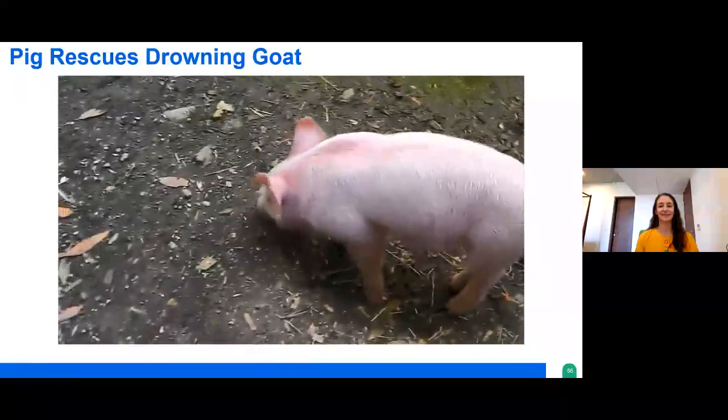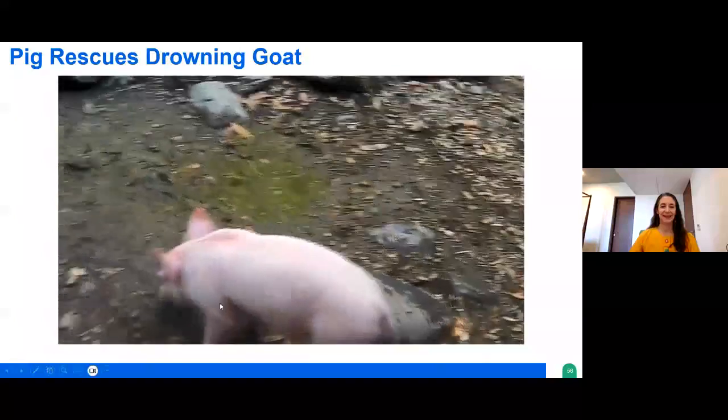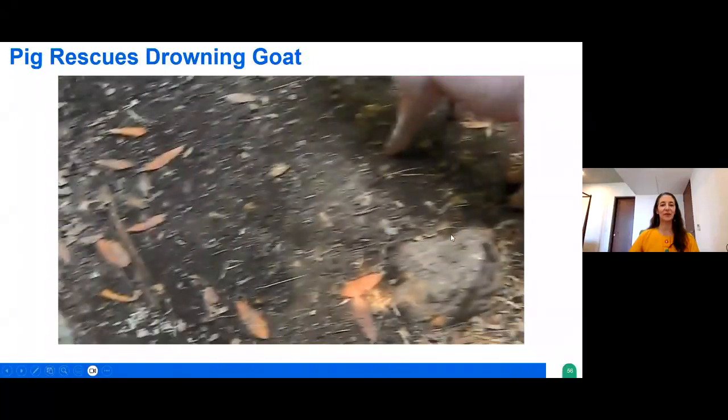Well, and there he is, our hero pig. Some goat was drowning in the water and a pig just jumped into the pond and helped save the goat, driving him to higher ground where he could be saved. So very compelling and very sweet story about a pig and a goat and their special friendship, which ended up saving the goat from drowning.